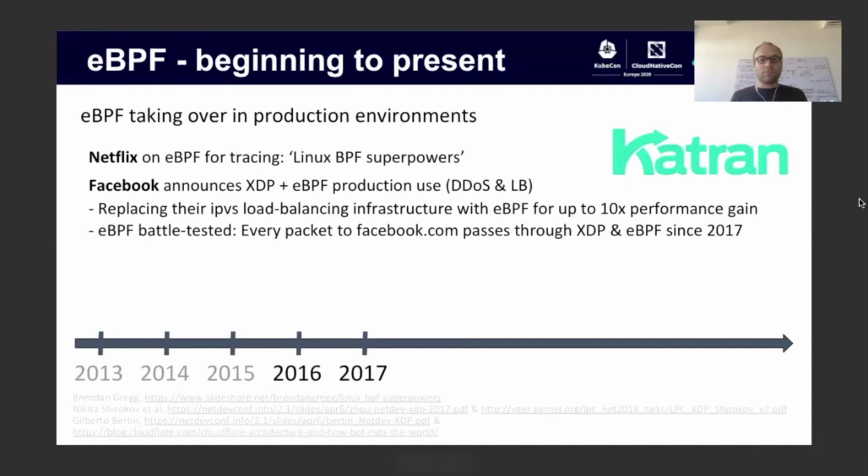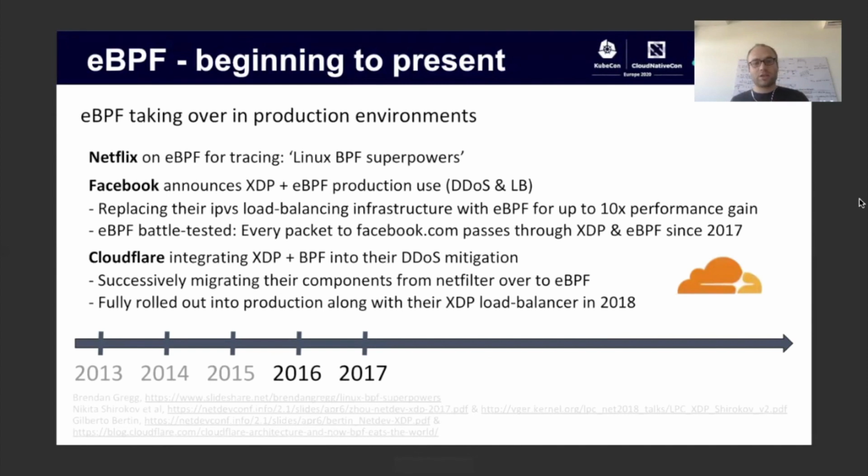And Facebook announced that they were replacing their, at that time, existing IPVS load balancing infrastructure, and they migrated away from Netfilter entirely to eBPF. And they were attaching those programs to the XDP hook in order to do layer 4 load balancing and DDoS protection. And since 2017, every packet that goes to facebook.com basically passes through XDP and eBPF. So it really is battle tested. Cloudflare basically also saw that potential, and they migrated from their Netfilter components away to eBPF as well, similarly relying on the XDP layer for their load balancing and DDoS mitigation. And also went fully into production in 2018, actually.